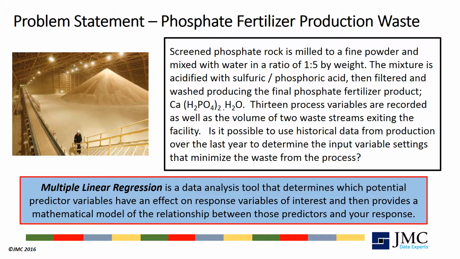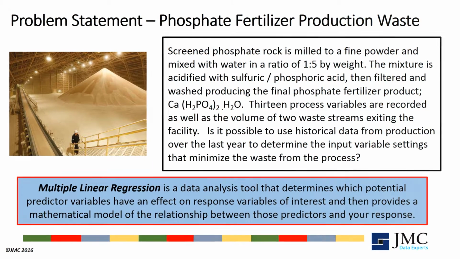Multiple linear regression is an analysis tool that allows you to develop a model for the relationship between input and output variables of a process. That model can then be used to find the process conditions that optimize the output variables.